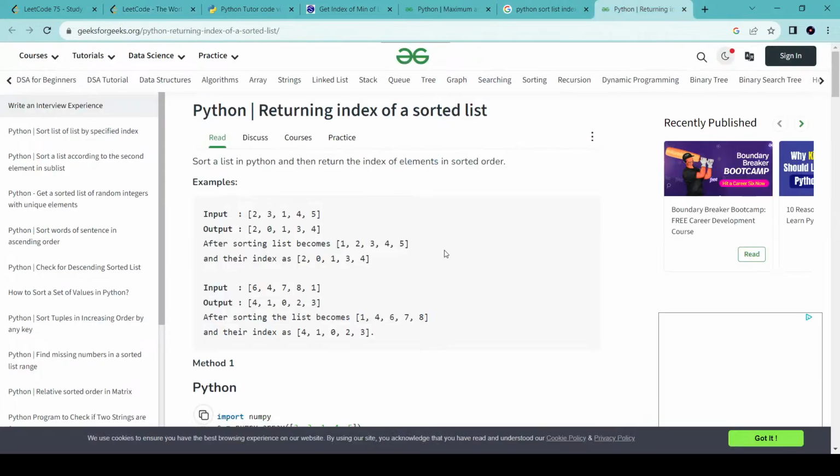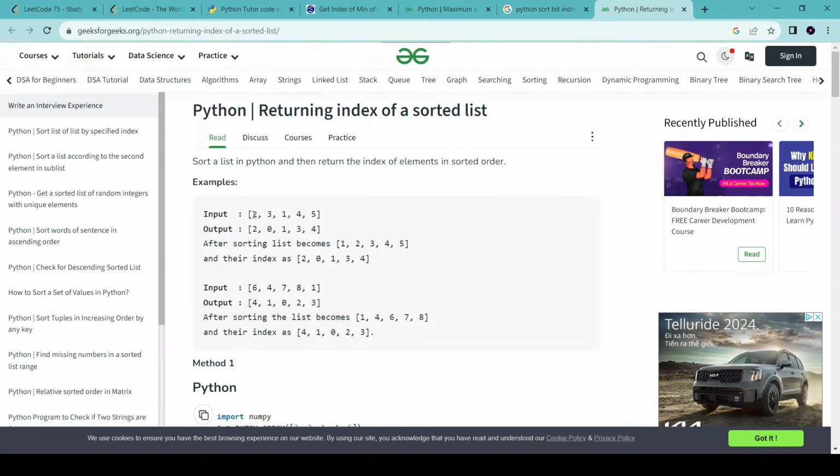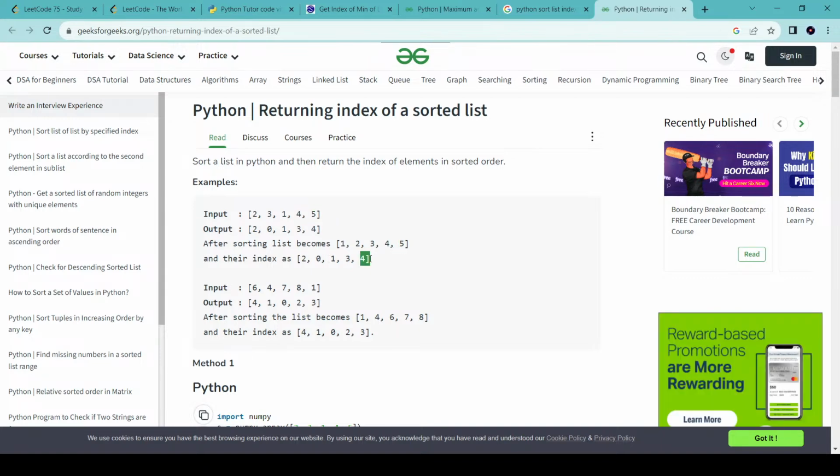Does that make sense? For instance, the input is 3, 2, 1, 4, 5. If you sort it, you get 1, 2, 3, 4, 5. The index of 1 is 2, the index of 2 is 0, the index of 3 is 1 here, the index of 4 is 3 here, and the index of 5 is 4.